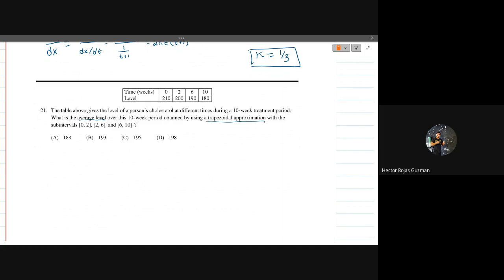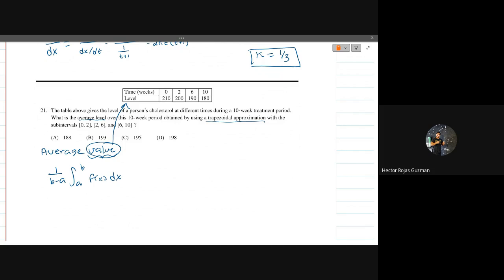Okay, so two things right here. Because they're saying what is the average level, that's telling you we have to do average value. Whenever you see anything that says average and then a blank right here, if this matches whatever the table is representing, like in this case level, average level, again, they're telling you to do average value. So the formula is 1 over b minus a of the integral from a to b of f of x dx.